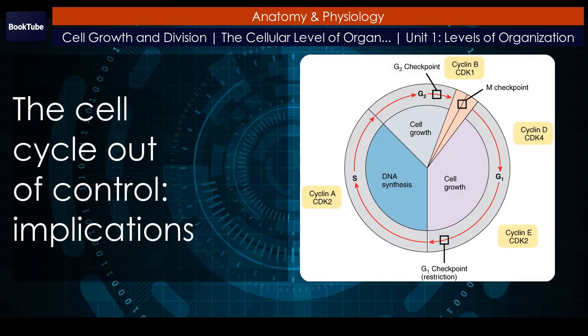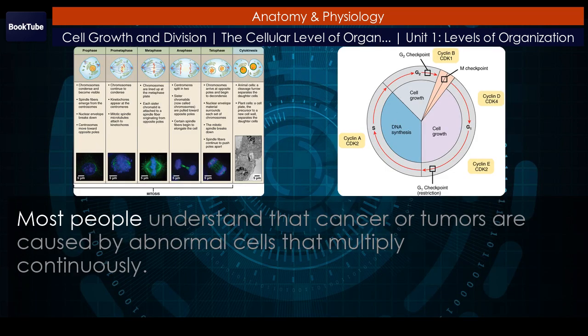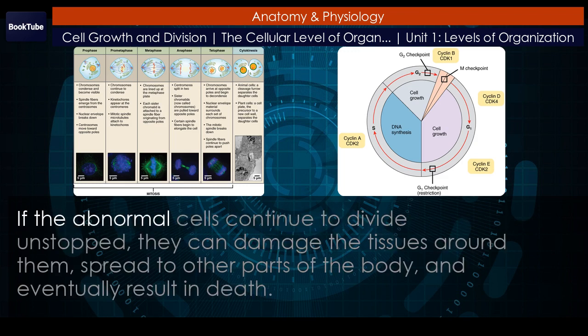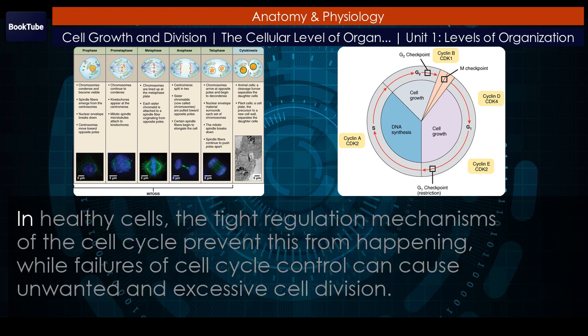The cell cycle out of control. Implications. Most people understand that cancer or tumors are caused by abnormal cells that multiply continuously. If the abnormal cells continue to divide unstopped, they can damage the tissues around them, spread to other parts of the body, and eventually result in death. In healthy cells, the tight regulation mechanisms of the cell cycle prevent this from happening.